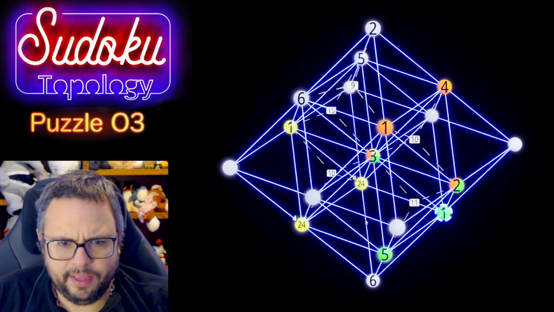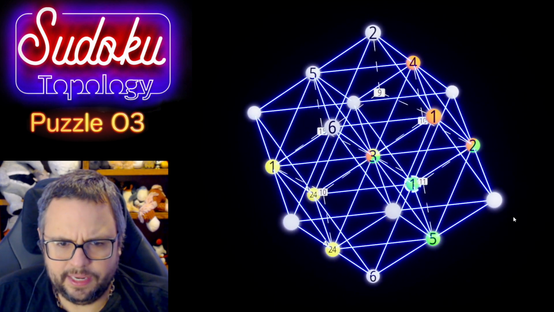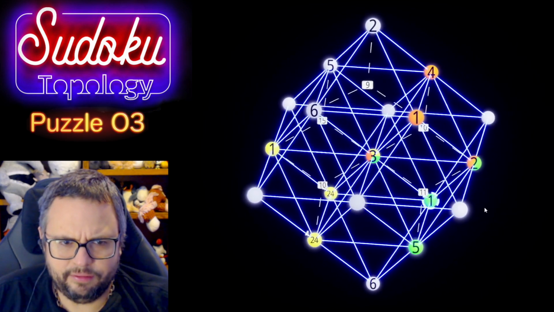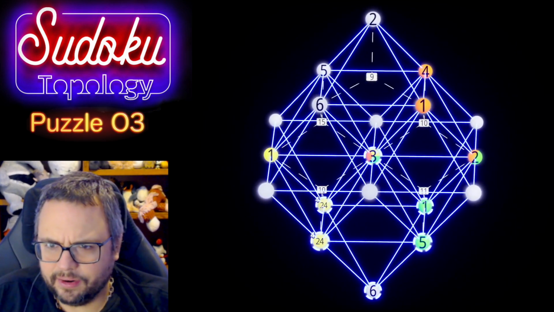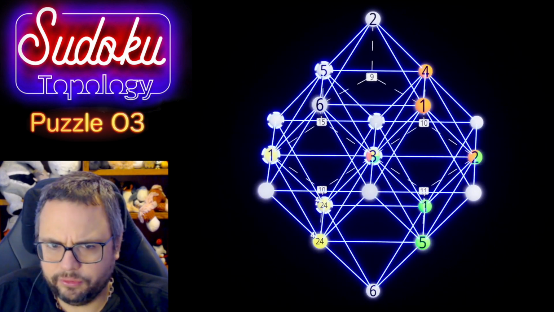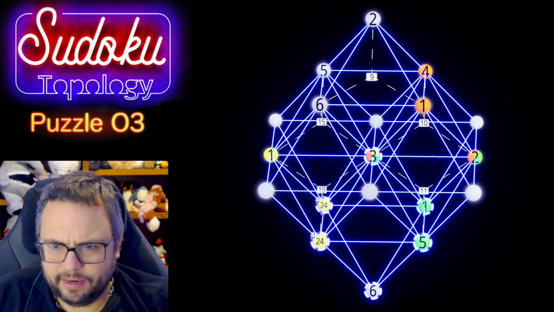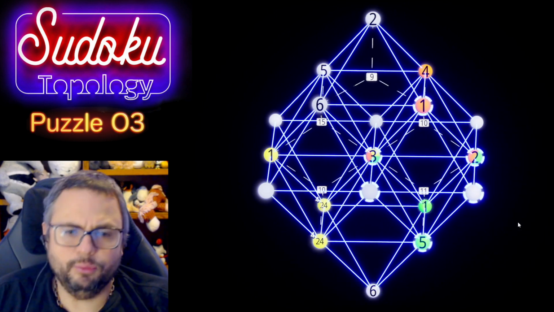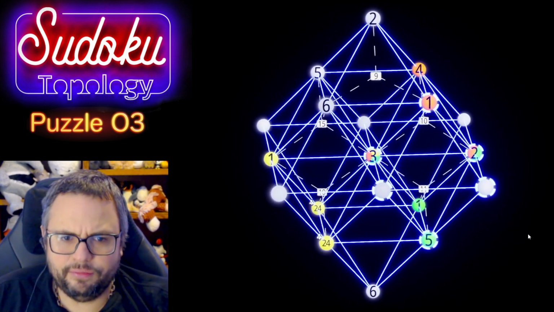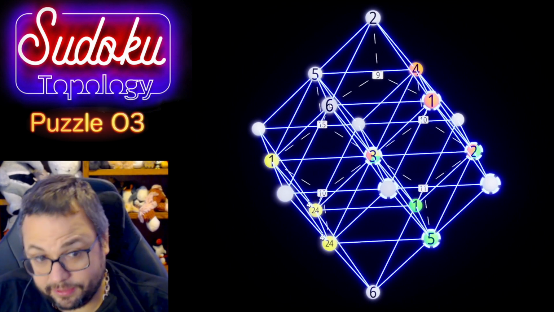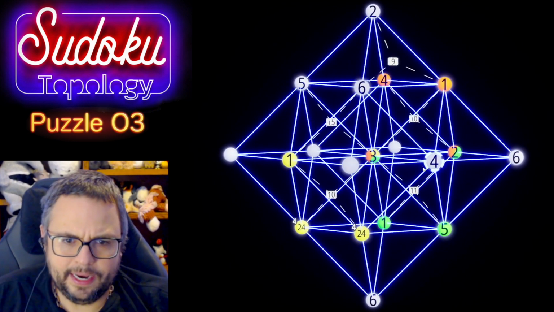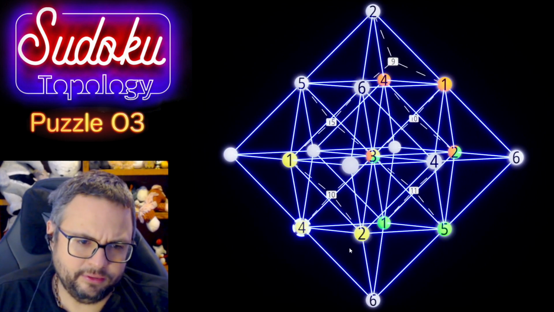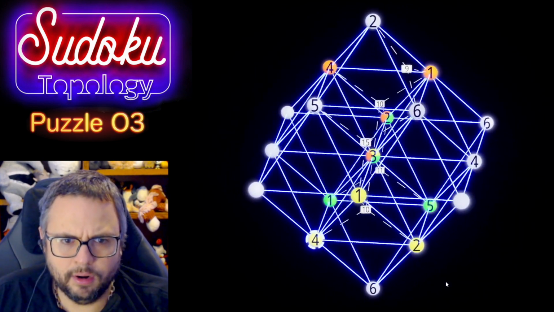Okay, let's see. This octahedron over here is missing 4 and 6. When I say this one over here, I'm talking about, what was it? This one. So it's missing 4 and 6, but this one can't be a 6 because it's touching that 6. So that's the 6 and that's the 4. And now that 4 sees that cell, so that's a 2 and that's a 4.